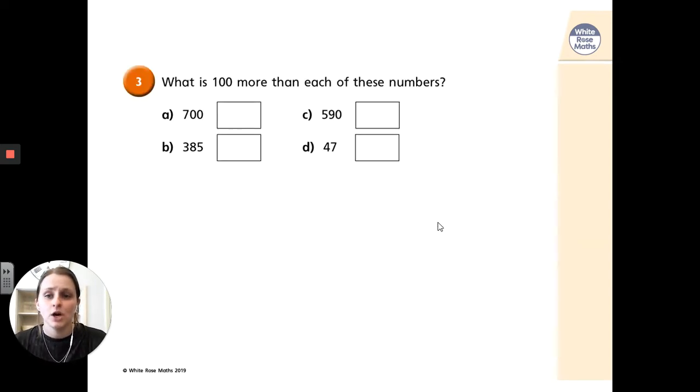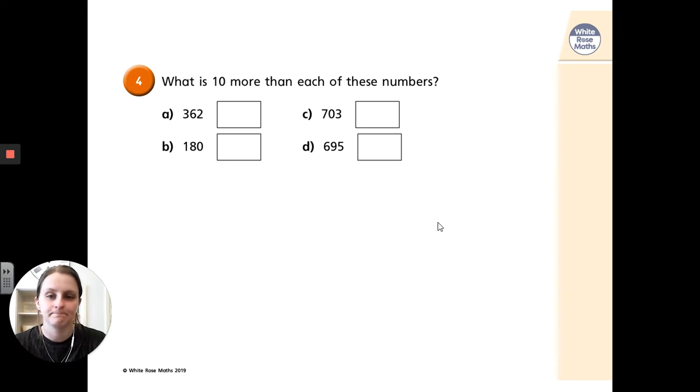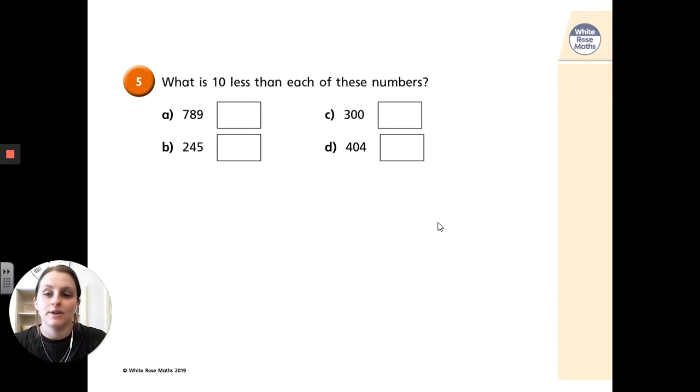Question 3. What is 100 more than each of these numbers? So write down A, B, C, and D, and write down your answers. Number 4. What is 10 more than each of these numbers? Just 10 more than each of those. Now, what is 10 less than each of these numbers? Be careful with the operation that you are doing. 10 less than each of these numbers.